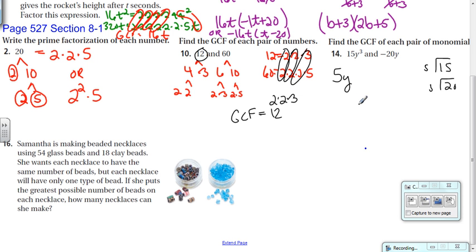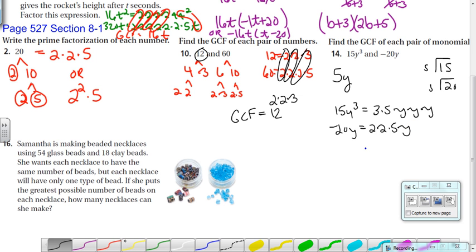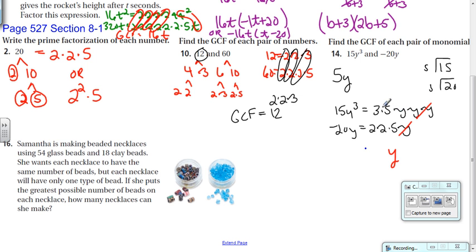If you did it the long way, you write out 15y cubed is 3 times 5, and then y. And then negative 20y is 4 times 5, but 4 is 2 times 2 times y. So what they have in common is they have a pair of y's in common. They have a pair of 5's in common. So there's how you get the 5y.